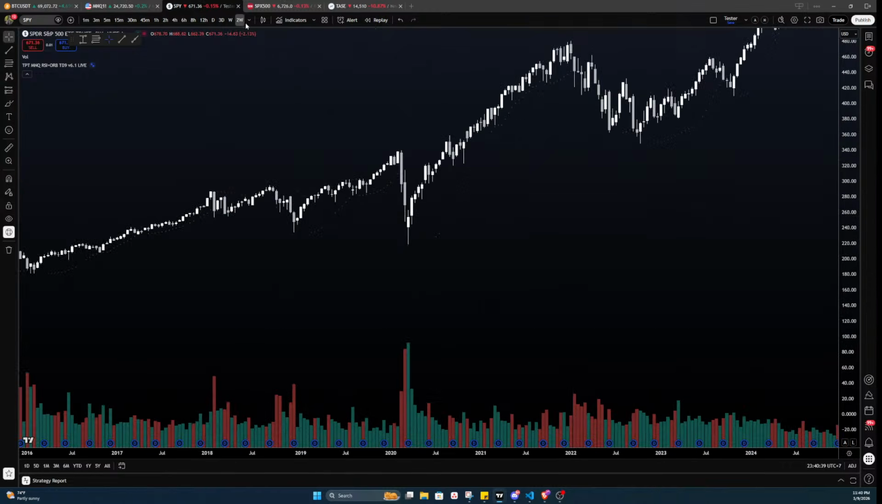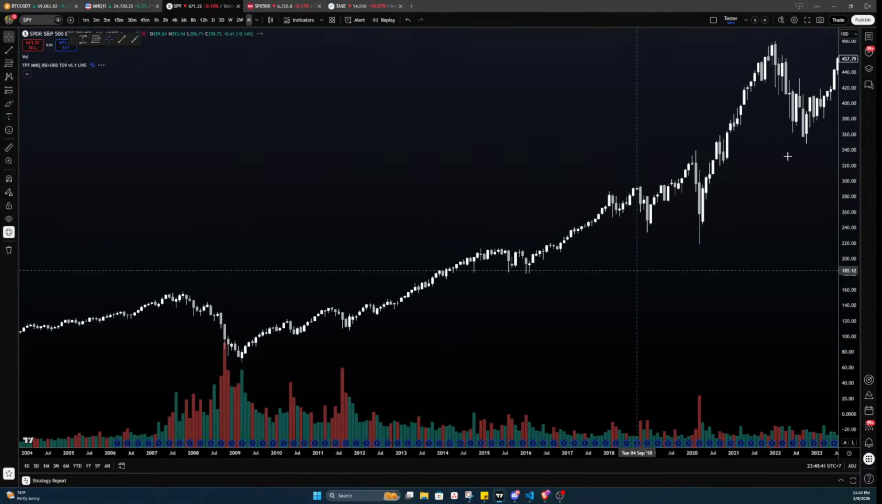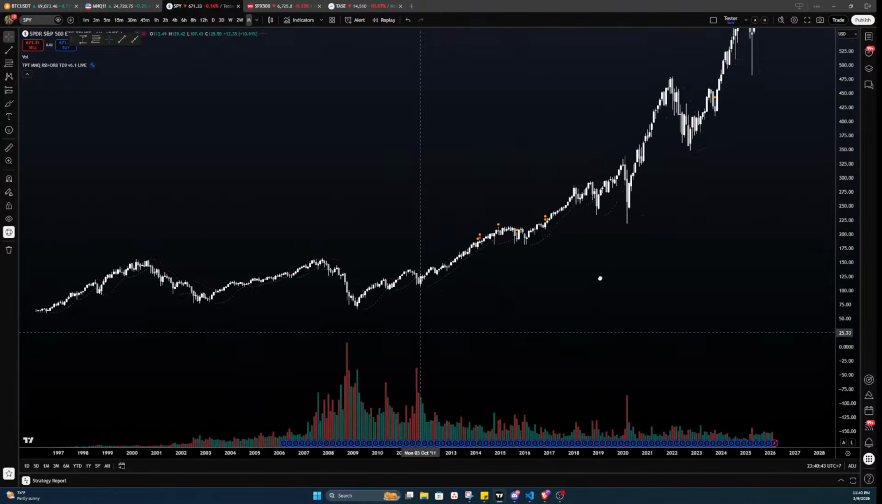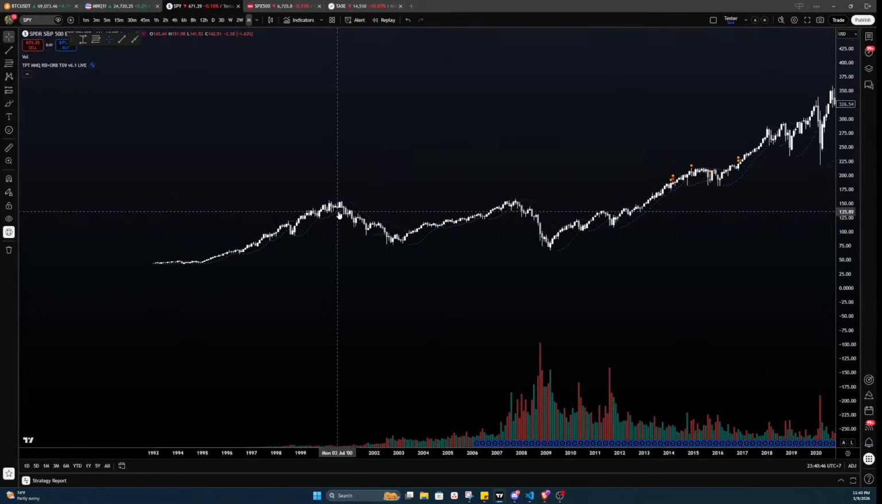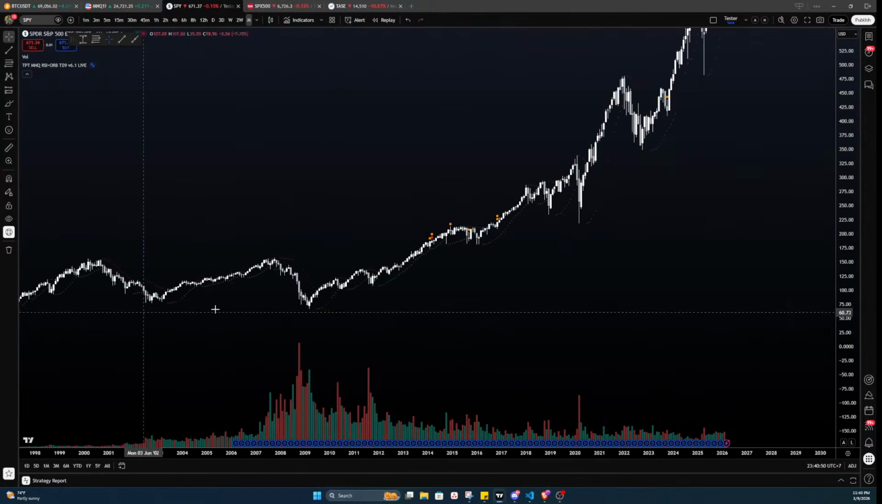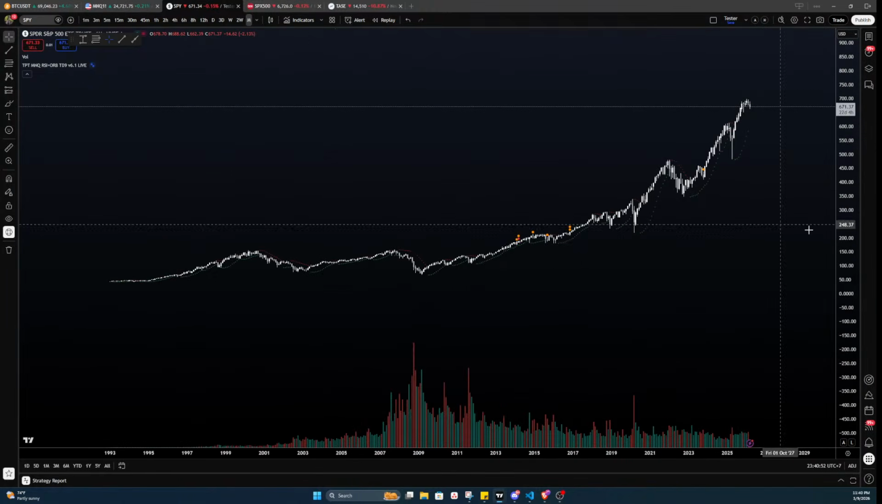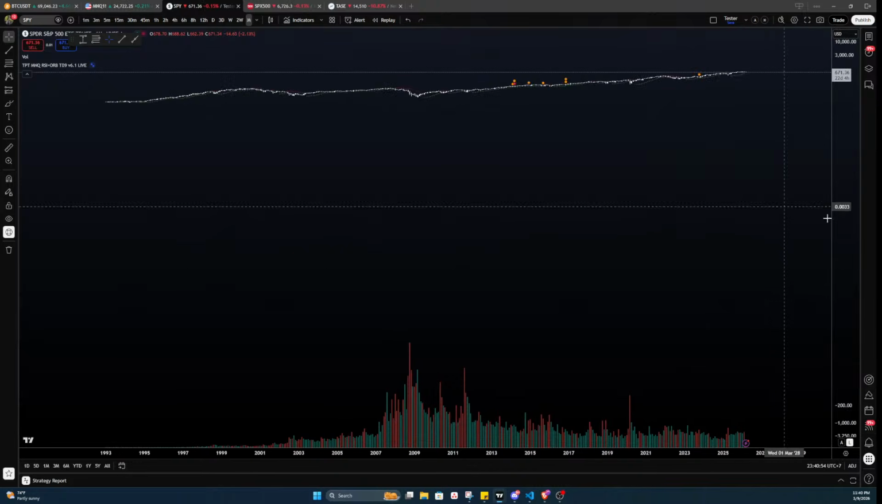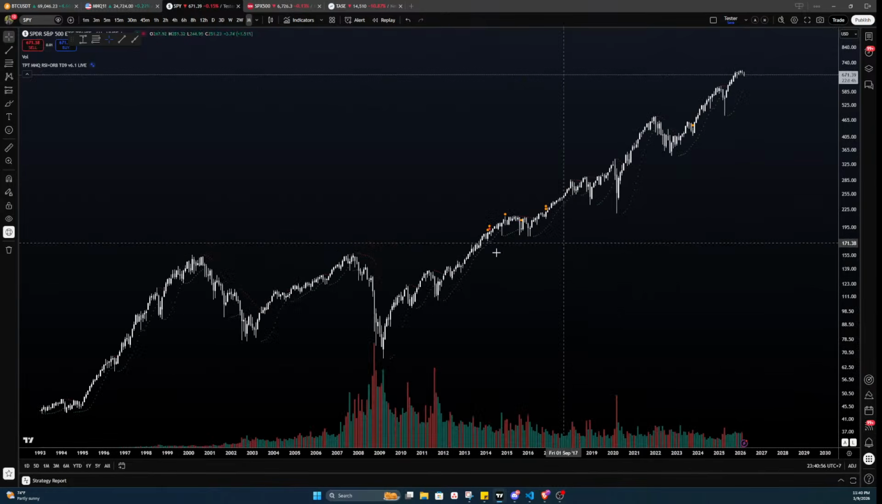So, let's go to monthly. Okay, so this was basically the capital rotation event, right? We had the big run up. Let me put this on a log scale so it looks a little bit more normalized. Okay, so you can see this was basically our run up.